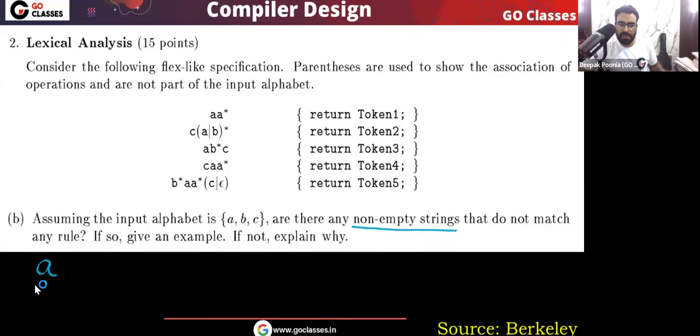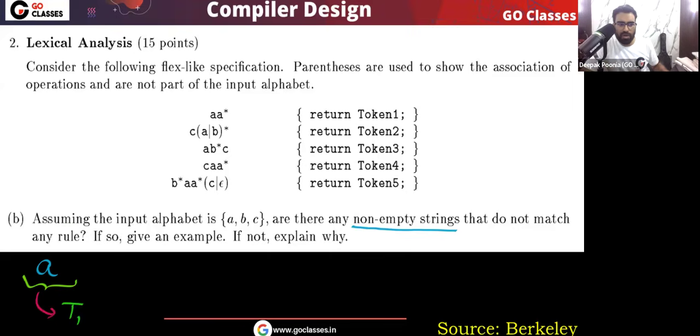So let's consider the length 1 string. What about this A? Is it matching any rule? This is your input string, only one symbol, one length string. Yes, this is matching the first rule. For this, the tokenization will happen, and that will be token T1.